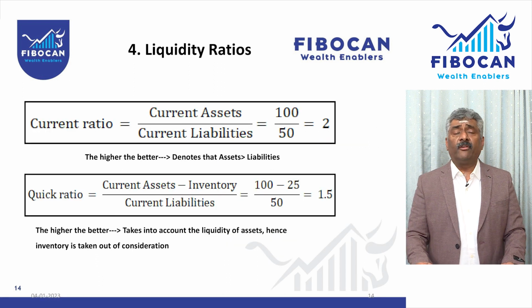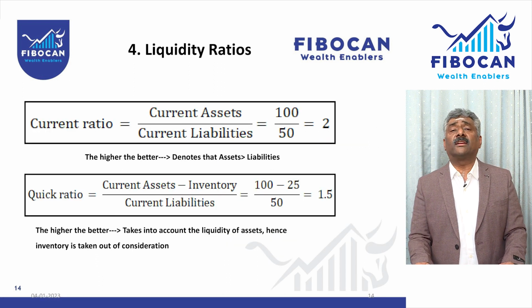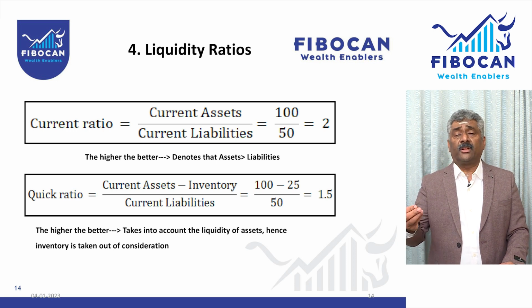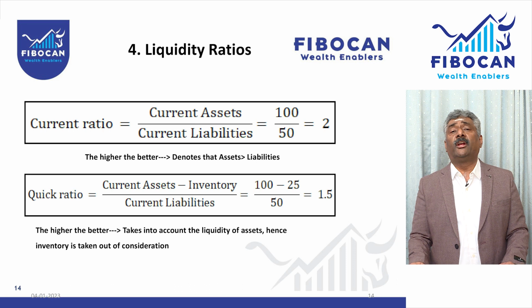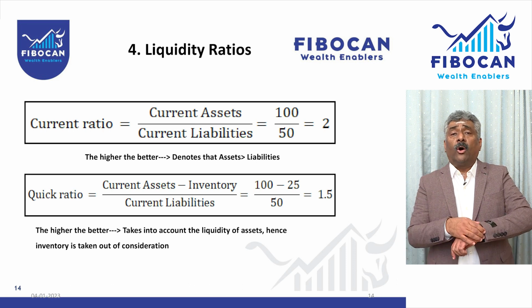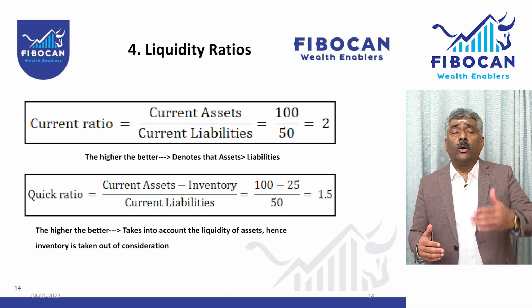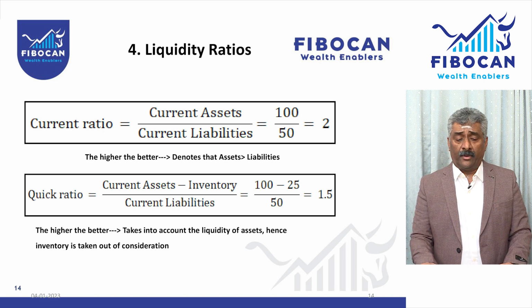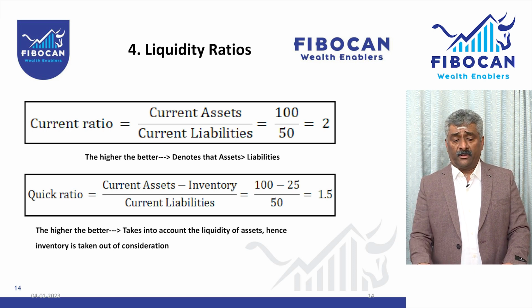Liquidity ratios. Liquidity ratio tells very clearly current assets by current liabilities. So, current assets by current liabilities will tell you how much liquidity you have. Liquidity, as we have seen, is how quickly you can convert into cash, how quickly you can meet the current liabilities. So, higher the better, right.